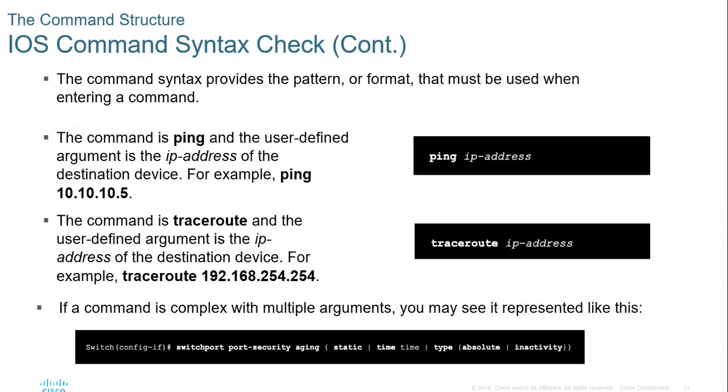For example, ping 10.10.10.5. We are pinging this address 10.10.10.5. This is a class A address. The command is traceroute and the user-defined argument is the IP address of the destination device. For example, traceroute 192.168.255.255. If a command is complex with multiple arguments, you may see it represented like this.